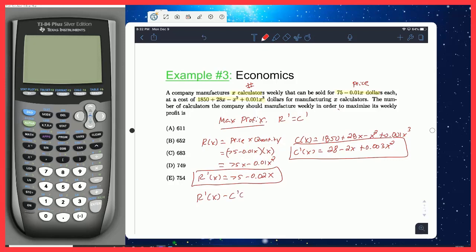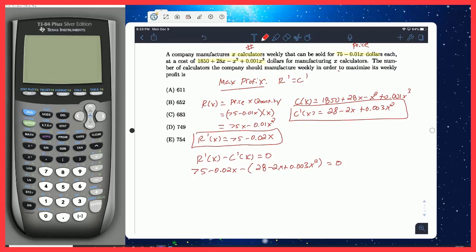So our job is to subtract them, which in general is just going to be marginal revenue minus marginal cost equals 0. So marginal revenue minus, open up a parenthesis, marginal cost, equals 0. So if I just distribute the negative, and let's put it in standard form, that'd be negative 0.003x squared plus 1.98x, and then minus 47 equals 0.